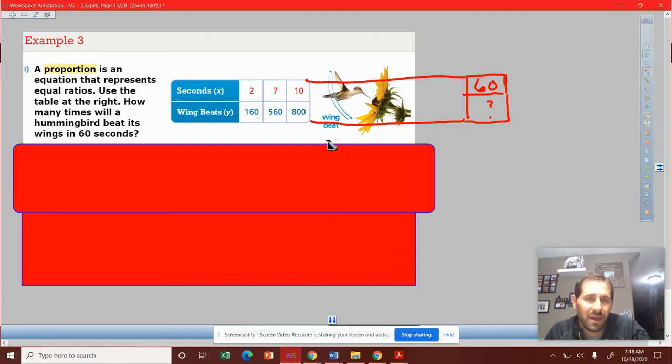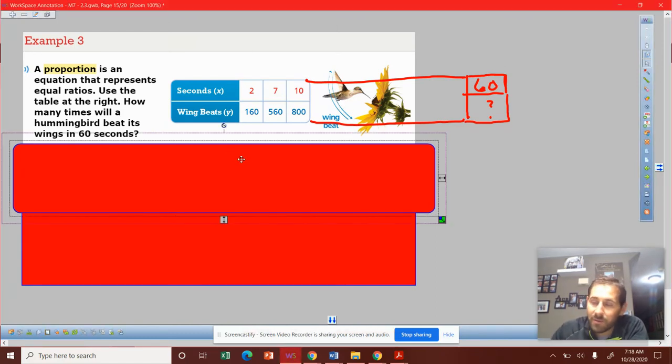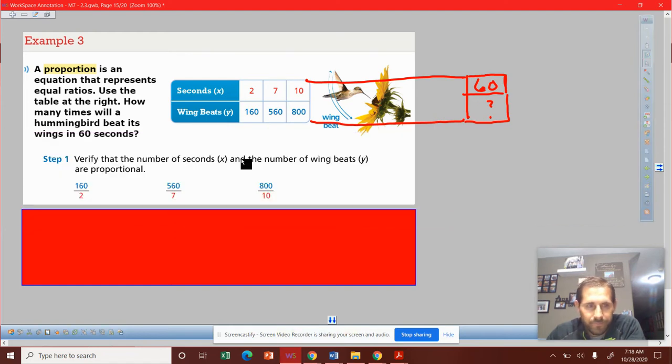Okay, in order to do that, we've got to see first, is it proportional? If it's proportional, then we can expand that to any unknown that we want, because we know what the ratio should be. So we're going to verify that the number of seconds and the number of wing beats are proportional.